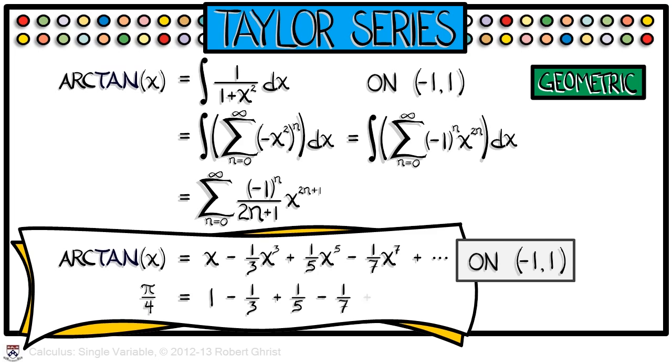Now, what happens at the endpoints? Well, when x equals 1, then it would seem to suggest that you get pi over 4 as this alternating sum, 1 minus a third plus 1/5 minus 1/7. Does that actually converge? Well, yes, it does by the alternating series test. However, this convergence is conditional right at the boundary.